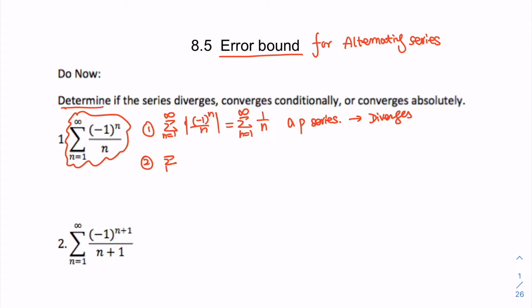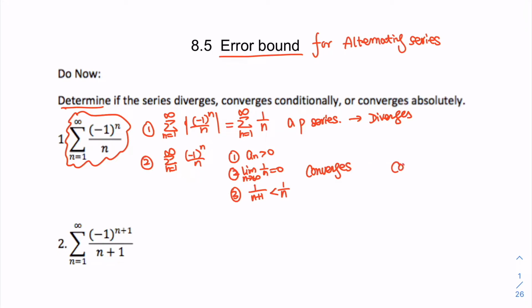So the original series is an alternating series. Three conditions: first, a_n is positive. Second, the limit as n goes to infinity of 1 over n equals 0. Third, a_(n+1) is less than a_n. So the three conditions are satisfied, so the series does converge. So the original series converges and the absolute value diverges, so we call it converges conditionally.